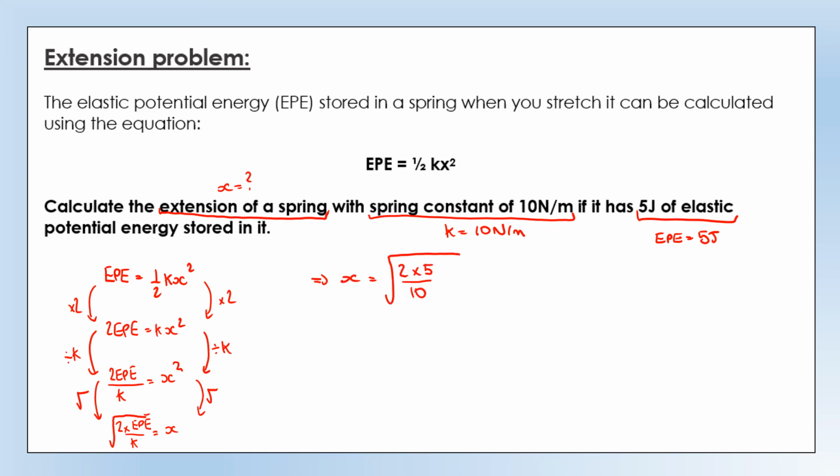So let's do that. So we're going to do 2 times 5 divided by 10 and then square root of all of that. And that's nice and easy. It's the square root of 1, which is 1 meter. So to store 5 joules of energy, we're going to have to stretch it by 1 meter.